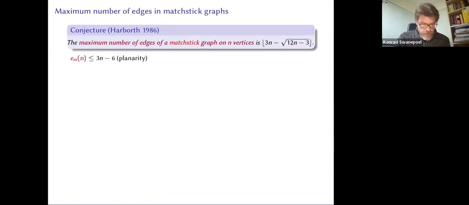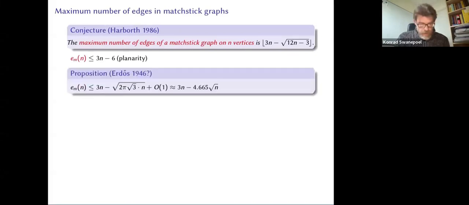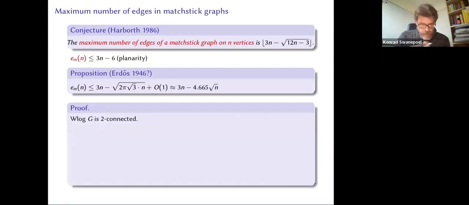Well, let's see what was known. First of all, again, it's a planar graph, so it's at most 3n minus 6. You can get 3n minus a constant times square root n, I guess, by that more complicated argument of Erdős. So here's my conjecture of what his complicated argument was. I'm going to prove this upper bound.